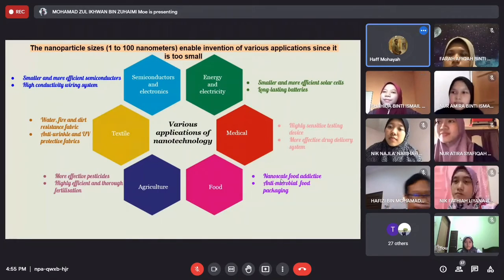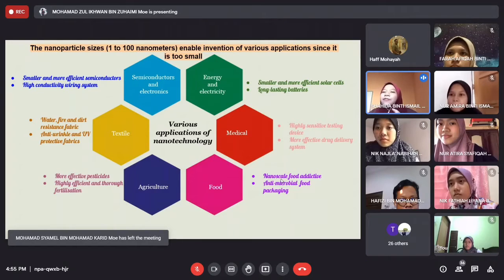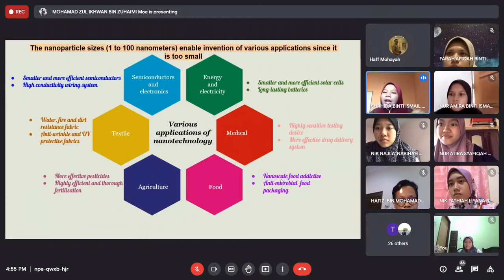These are the various applications of nanotechnology that had stated in the textbook. So let me give you some additional information to understand how nanotechnology can be applied in this industry. So let's move to another slide.